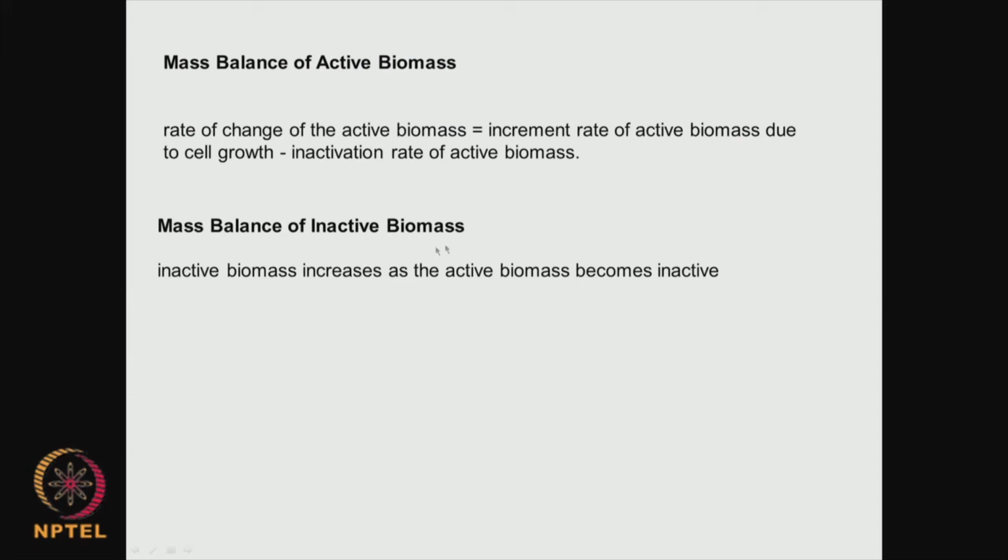Let us look at the mass balance for inactive biomass. Where does it come from? It comes from the active biomass. A fraction of it becomes inactive. Inactive biomass increases as the active biomass becomes inactive. So, a fraction becomes inactive. Okay, that is quite simple.